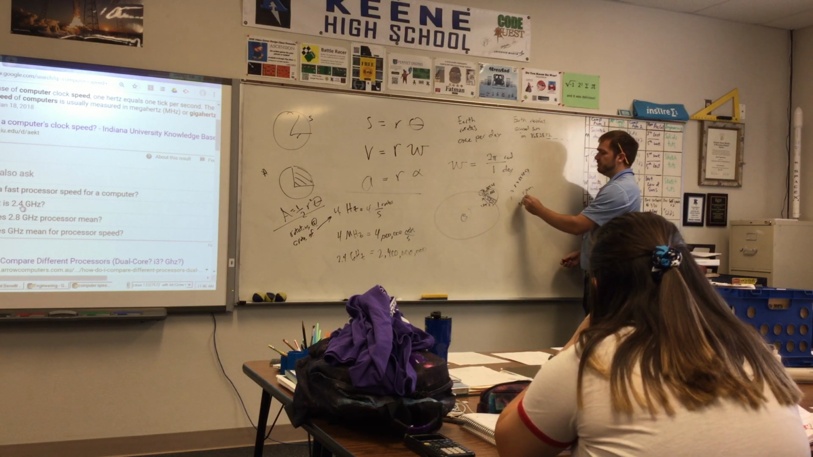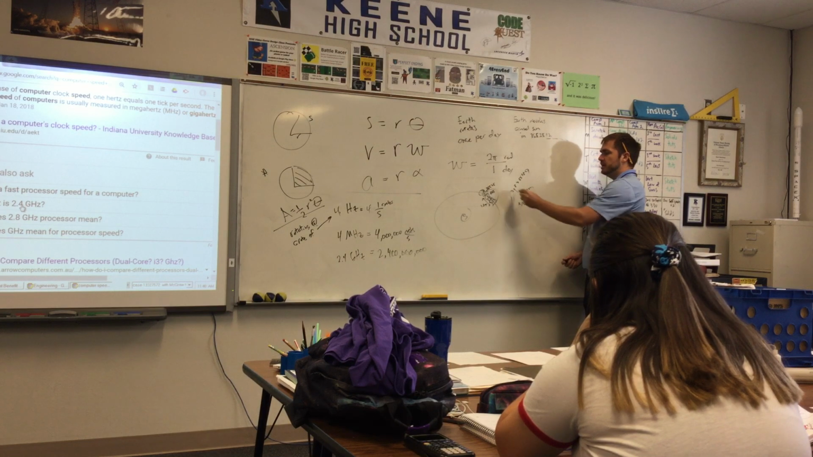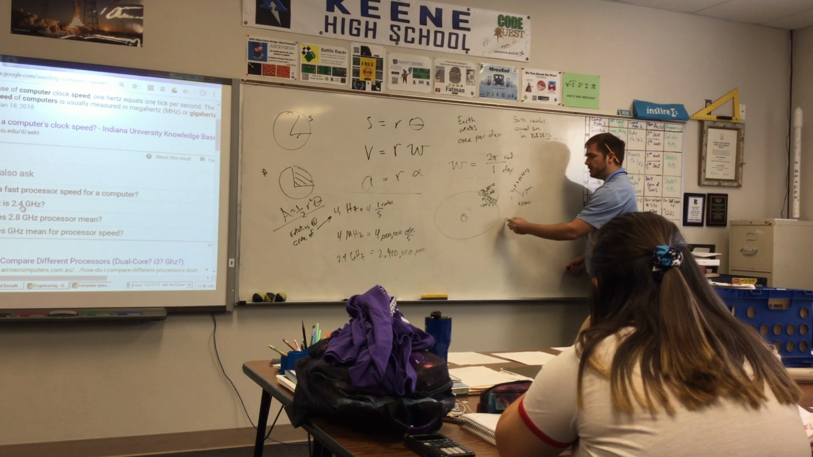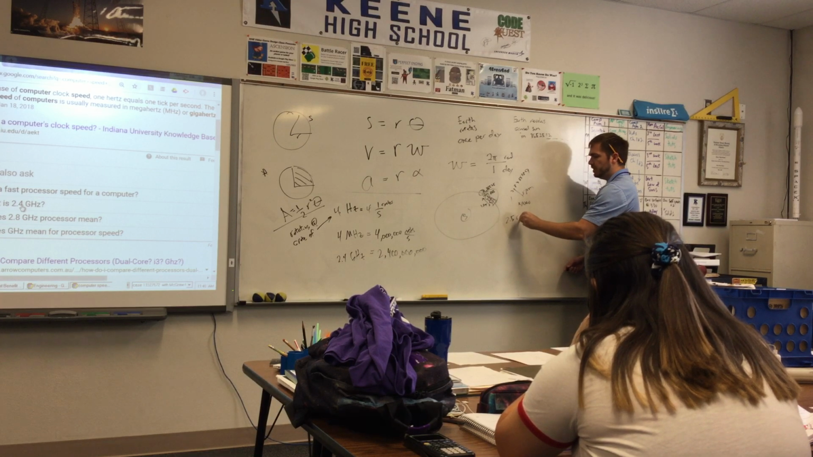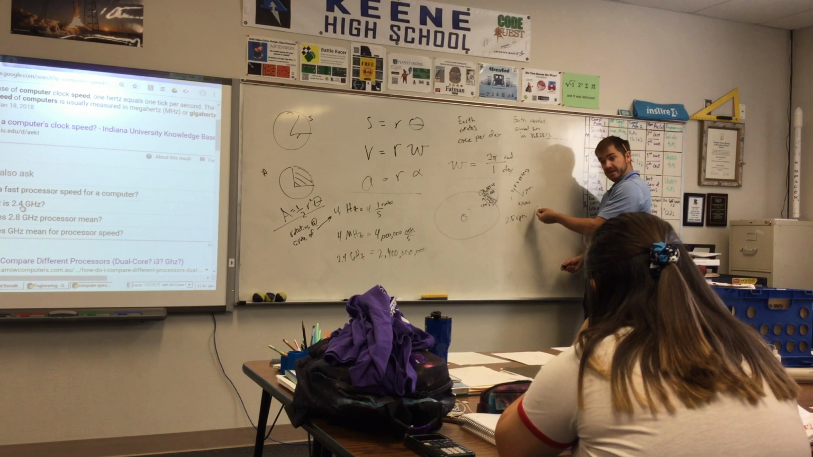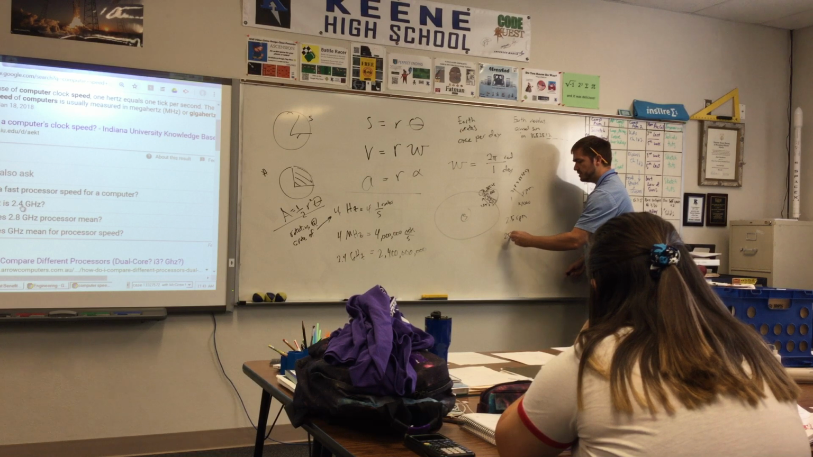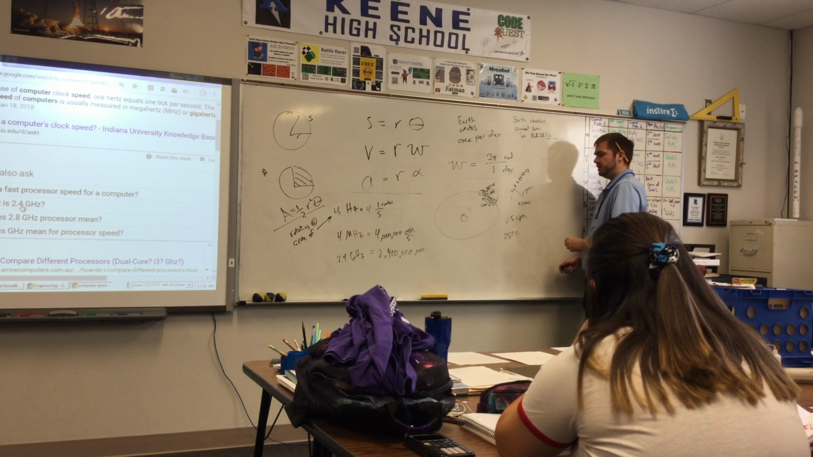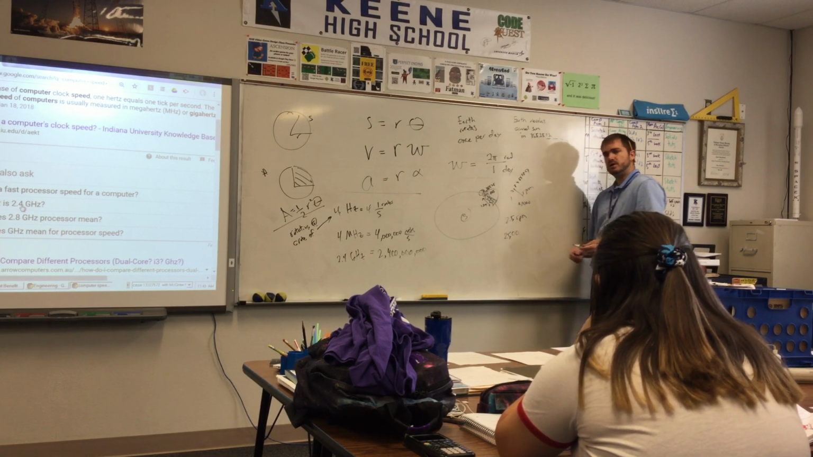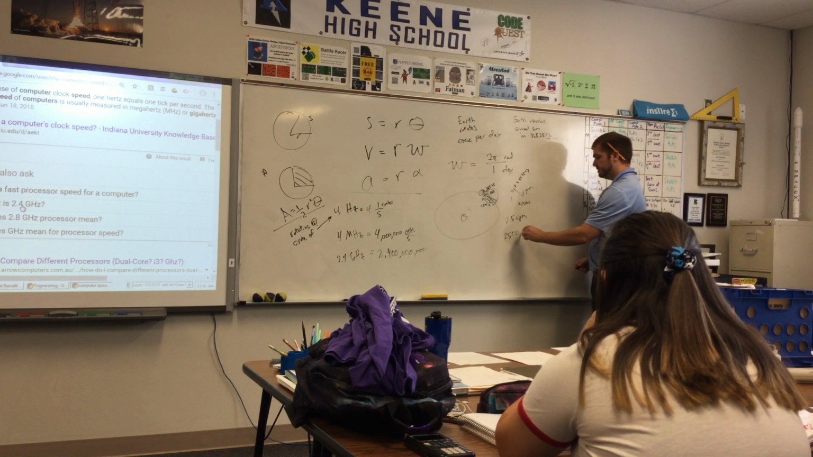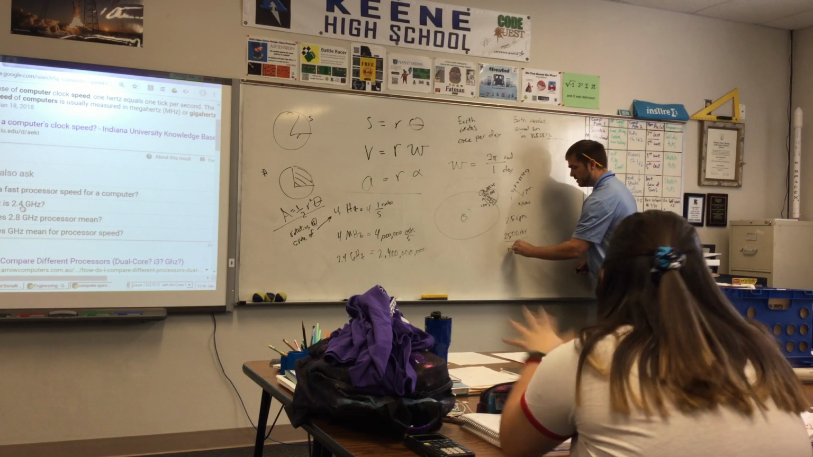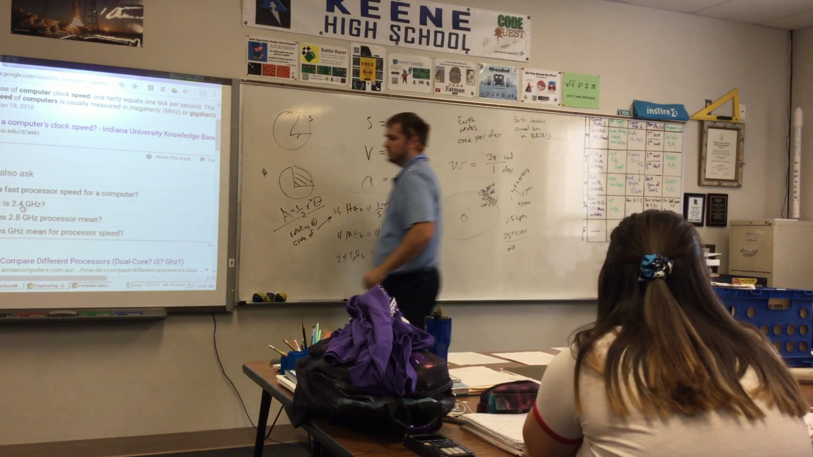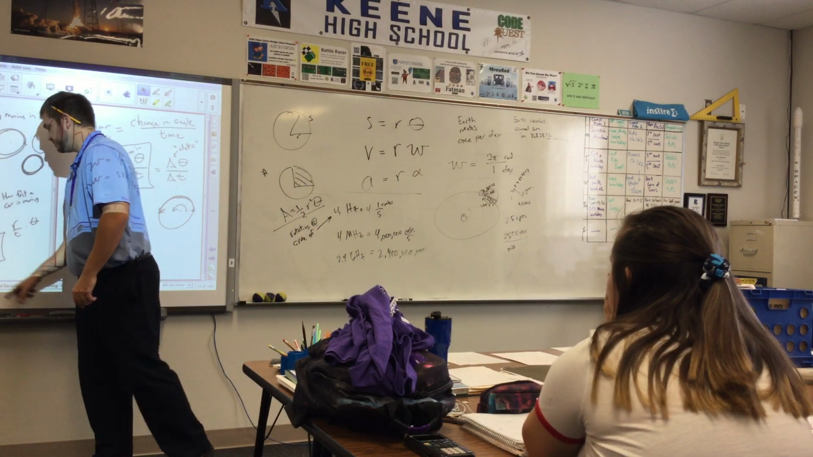So if the needle is right here between 2 and 3, that would mean about 2.5. Now it's times 1,000, so it really means 2,500 RPM. What does R stand for? Rev. What does P stand for? Per. And M? Minute. We'll do this problem over here so it's a little more visible.